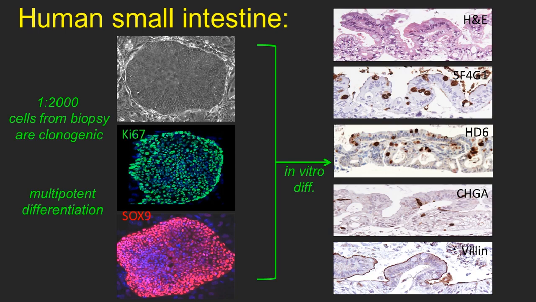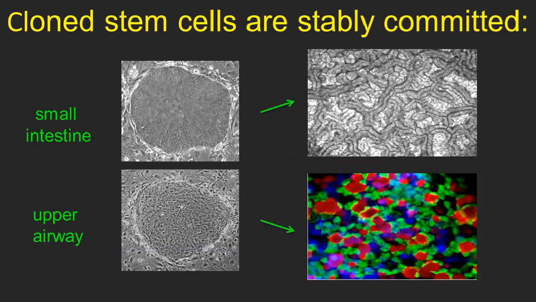akin to what people have been doing in the airways for some 40 years now. And importantly, from this single clone derived from a single cell, she was able to get a polarized epithelium and all the major cell types showing up there. And those include goblet cells, Paneth cells, and enteroendocrine cells.